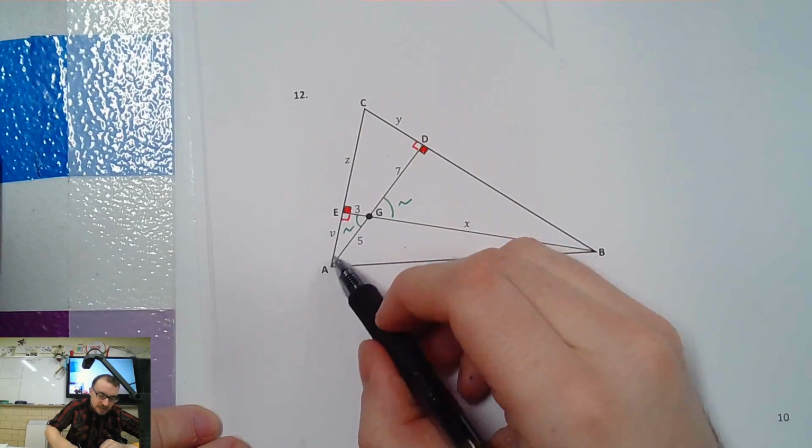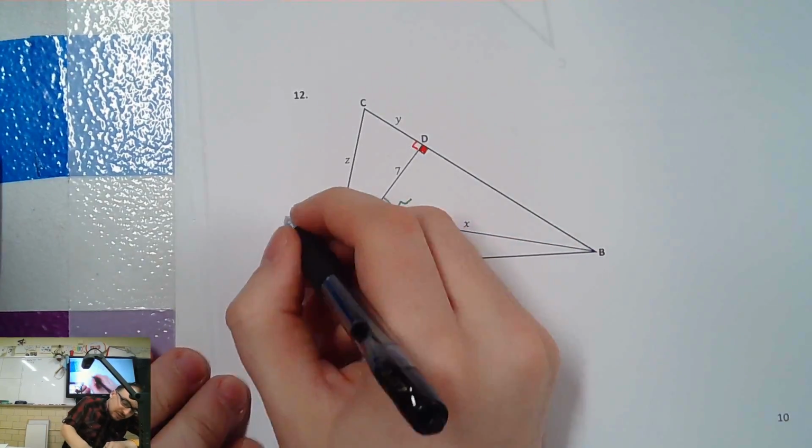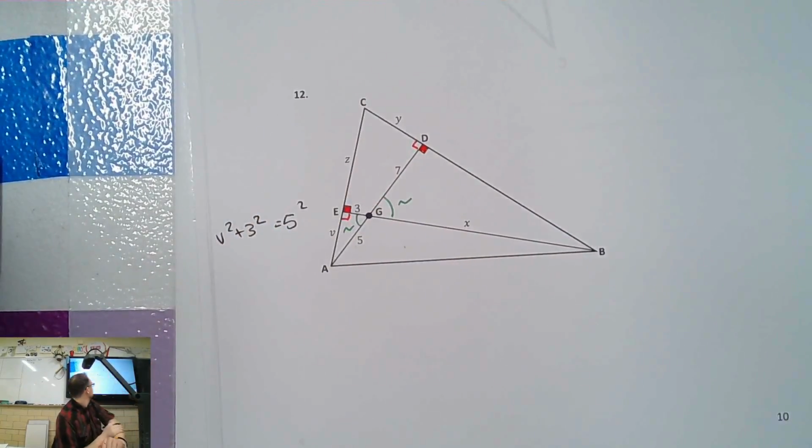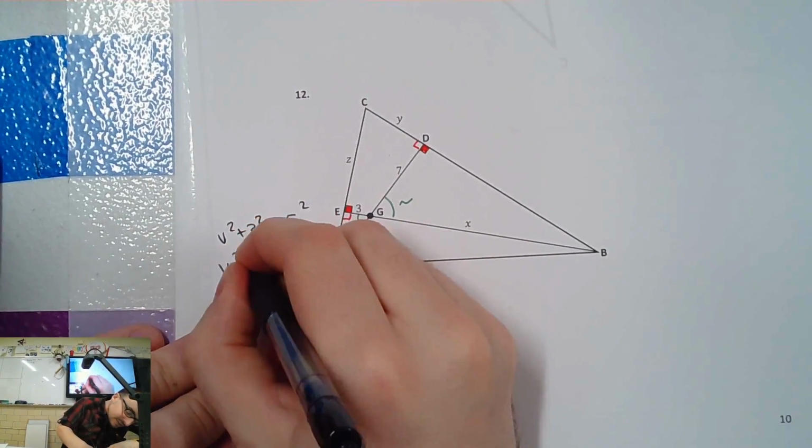Which one's the hypotenuse of this guy? 5, right? So it's going to be 5 squared on one side equals V squared plus 3 squared, right? Don't assume that V is the hypotenuse.